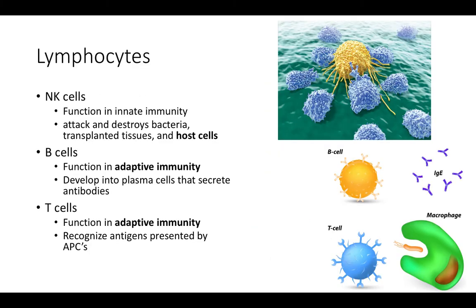Lymphocytes are another type of white blood cell that we talked about. We talked about all of these three types when we reviewed the lymphatic system. Natural killer cells function in innate immunity. So we talked about those already.